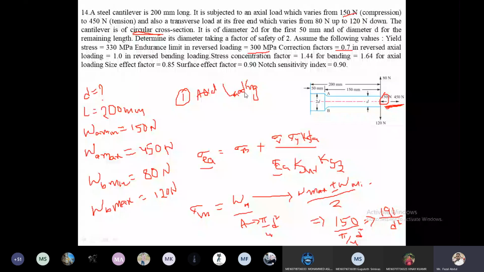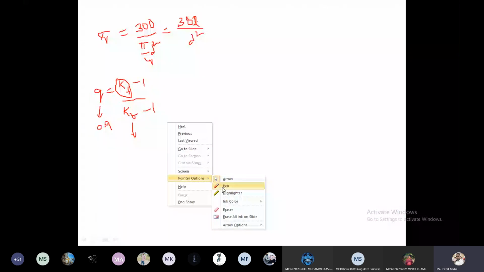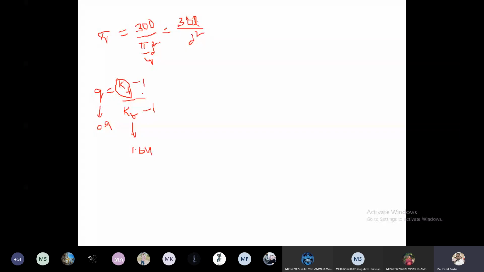What is the axial loading factor here? Stress concentration factor 1.44 for bending, 1.64 for the axial loading. Okay. So 1.64 I am selecting here. 1.64. Okay. Only the unknown is the Kf value.